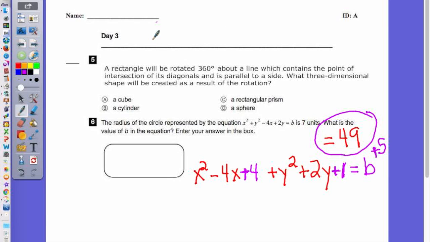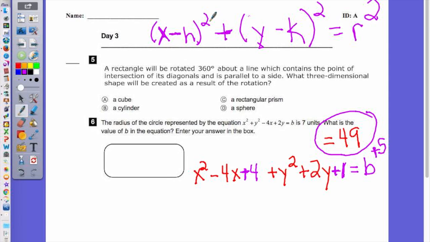And the format, remember, is x minus h quantity squared plus y minus k quantity squared equals the radius squared. That's our formula for the standard equation of a circle. What's the k and h? The h is the x coordinate of your center, and the k is the y coordinate of your center.